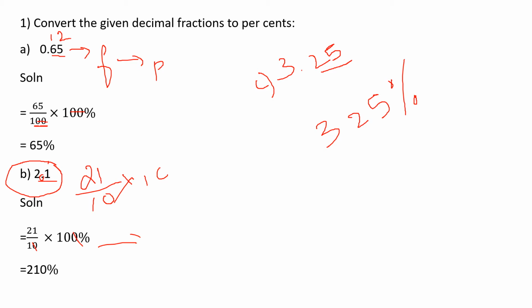Just keep in mind, there's an easy method. After the decimal point, how many digits are there? According to that, you will be dividing by 10, 100 or 1000. Then into 100 percent, cancel it and write down the answer.